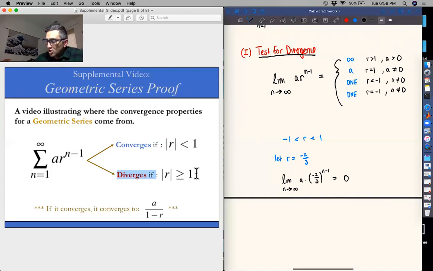And in fact, if we choose any number r between negative one and one, this limit is going to come out to zero. So in terms of the test for divergence, we get a limit of zero, but we only get a limit of zero in the case in which r is strictly between negative one and one, or in other words, when the absolute value of r is less than one. That's the only chance we have at a convergent series in this case.